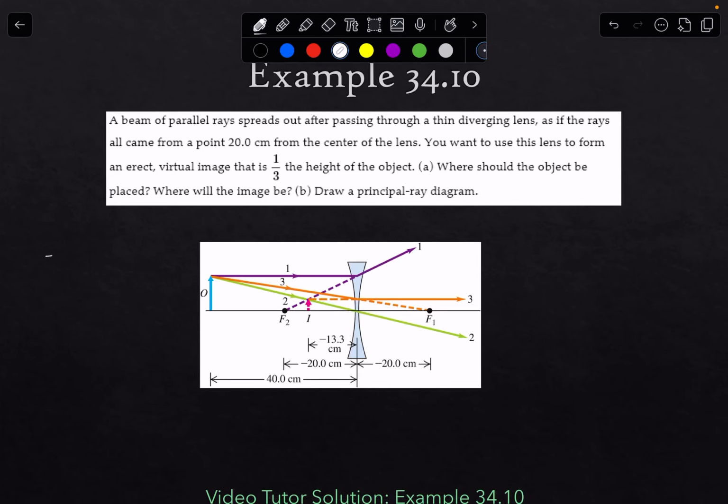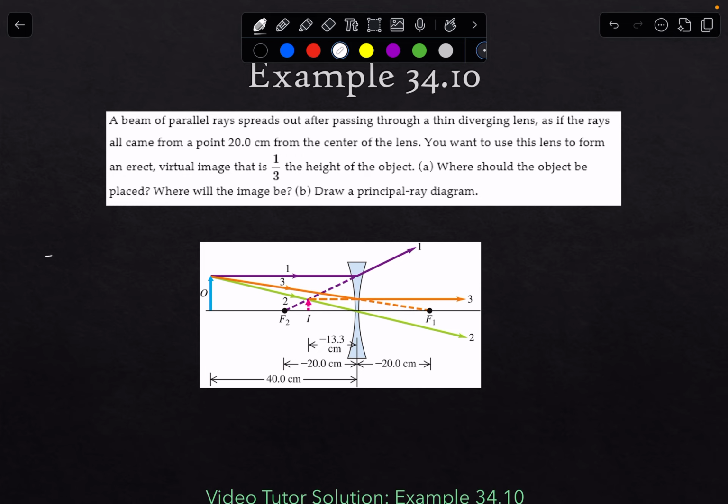So in this example, this is going to be a diverging lens example, and it's not going to be such a straightforward application of the object image distance equation. Okay, there's going to be a little bit of convolution, if you will, but we'll talk it out. So let's read the question.